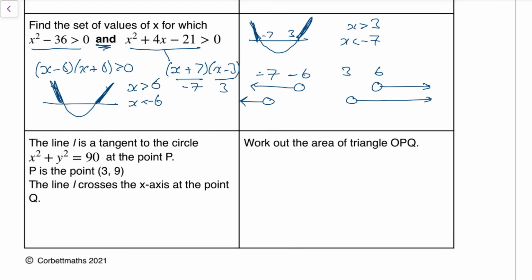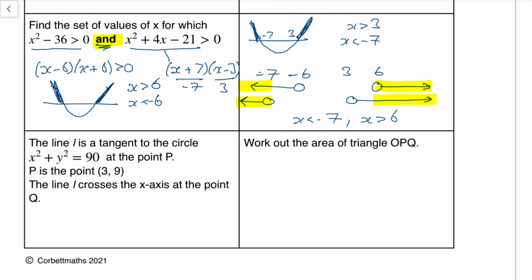And what I care about is where both of these things are true at the same time, because remember this is an AND, so they both need to be true. So the answer to my question is going to be all values that are less than minus 7 or all values that are greater than 6.